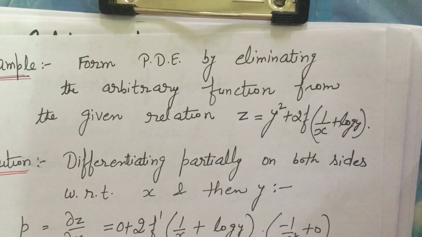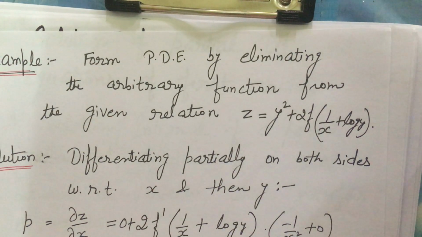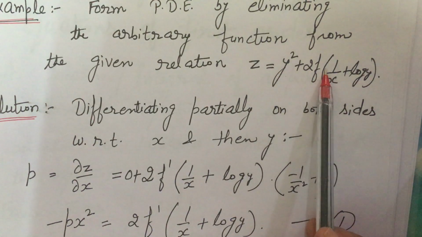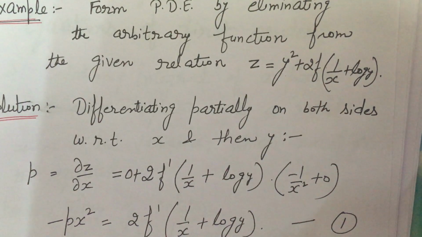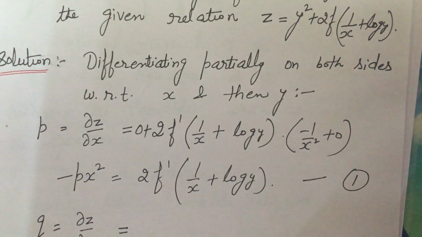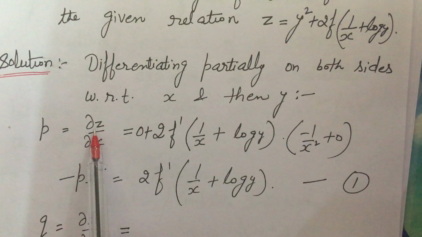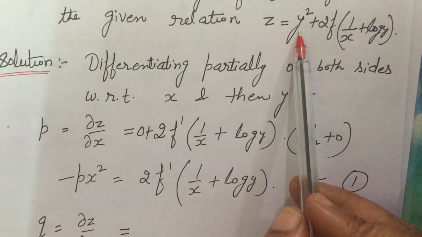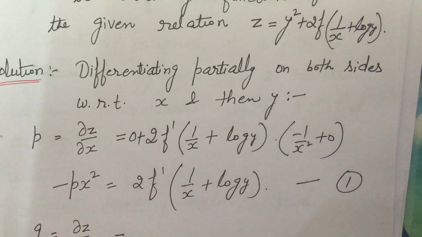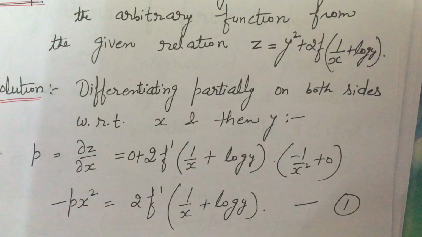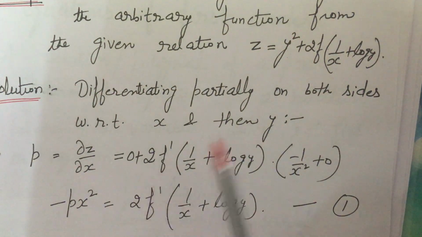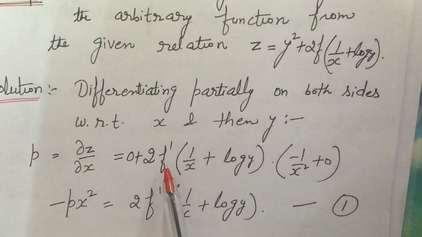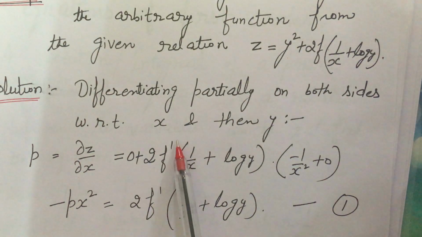Again here we can differentiate this z on both sides, partially with respect to x and then y. First is differentiation with respect to x. So curl z by curl x is equal to p. Derivative of y square is equal to 0, and this 2 is a constant term. Derivative of f, a function of x and y, is f dash.